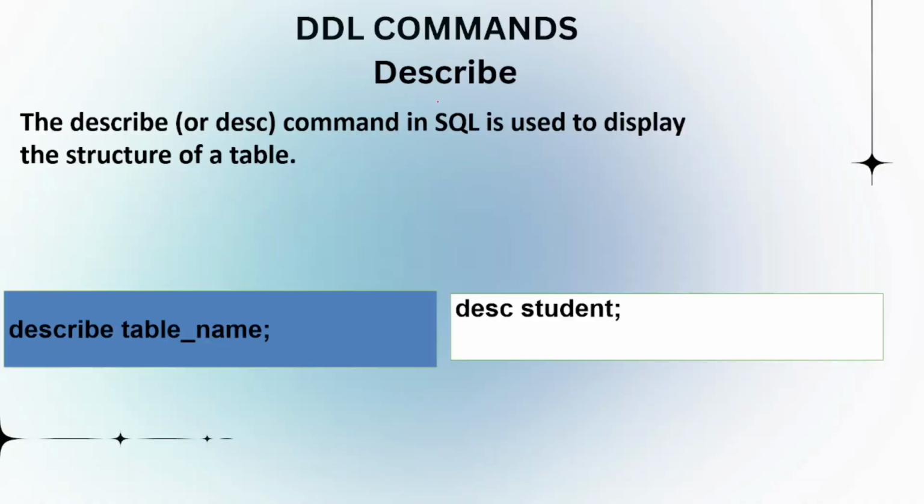Next one is describe. Describe will help to display the structure of the table. As I told you, whenever you're creating the table, the structure will appear. What is the column name? What is the data type? And is there any constraint? It will be there. How can you see the structure? DESCRIBE or DESC, you can mention either. DESCRIBE or DESC, then the table name. What is the table name? Student. So DESC student semicolon. It will give you the structure.